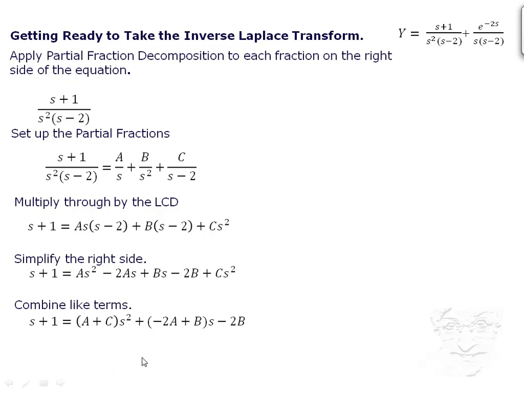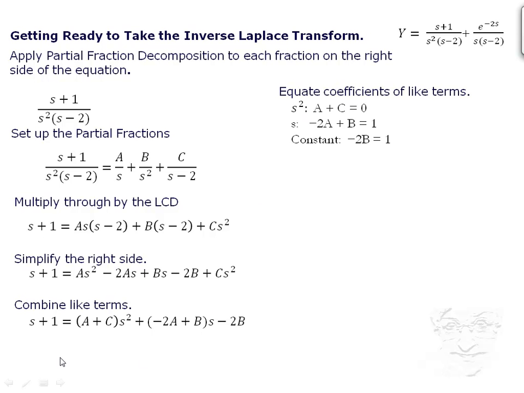When I equate the coefficients on my s squared terms, on the right side I have a plus c. On the left side there's not an s squared term, so a plus c has to be equal to 0. For my s terms, I have negative 2a plus b equals 1. And for my constant term, I have negative 2b equals 1. So that constant term tells me that b is equal to negative 1/2.